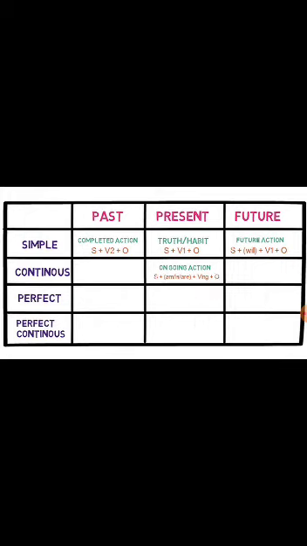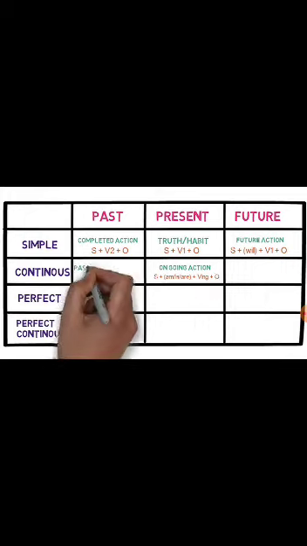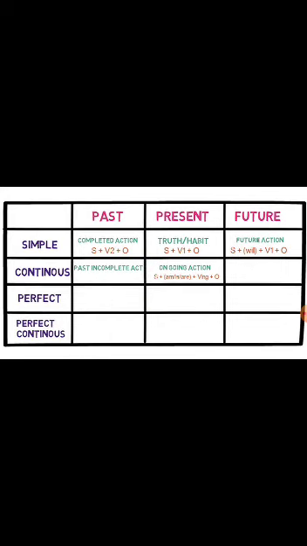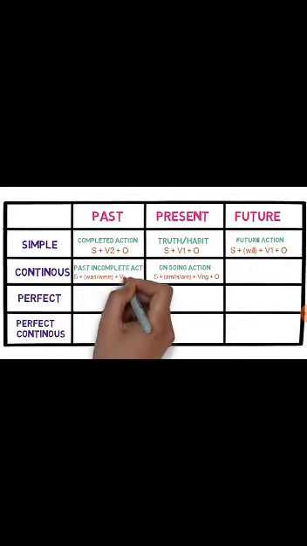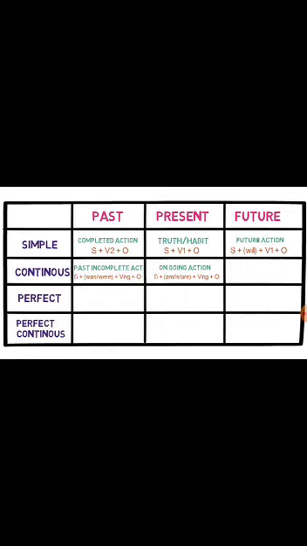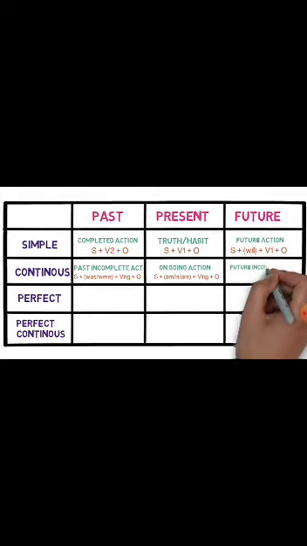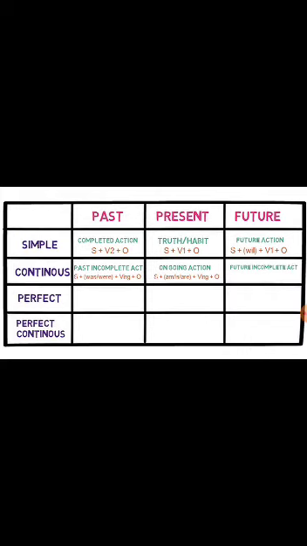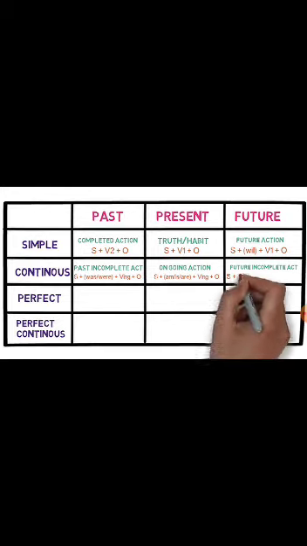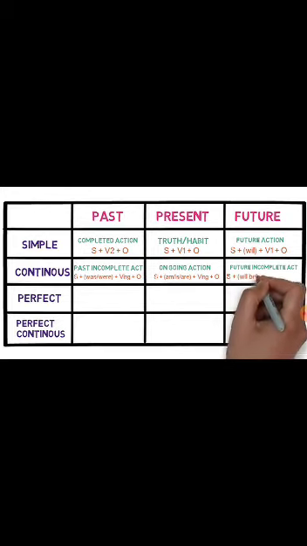In the past continuous tense, we refer to a past incomplete activity until some other activity begins. Structure of it is subject plus was or were plus verb's ing form plus object. Future continuous tense, we refer to future incomplete activity until some other event occurs. Structure of it is subject plus will be plus verb's ing form plus object.